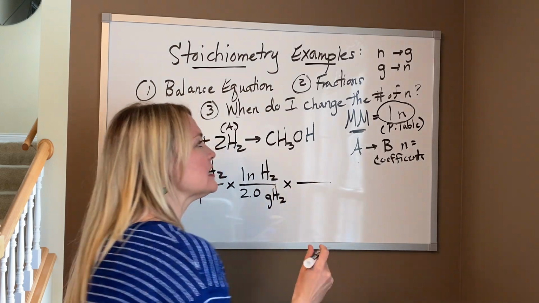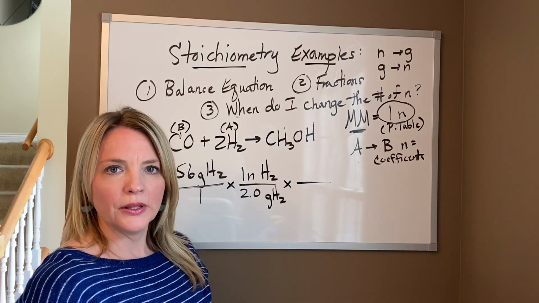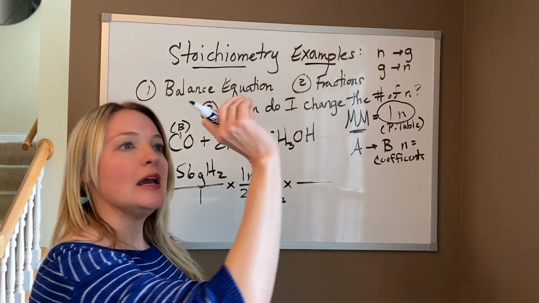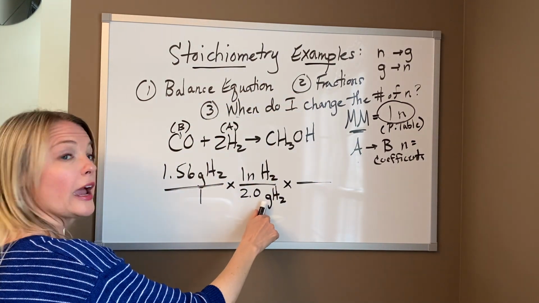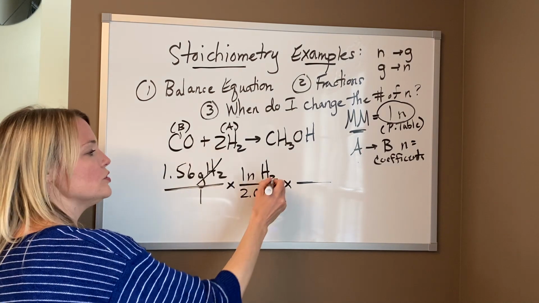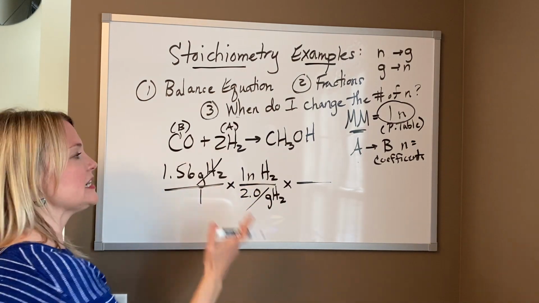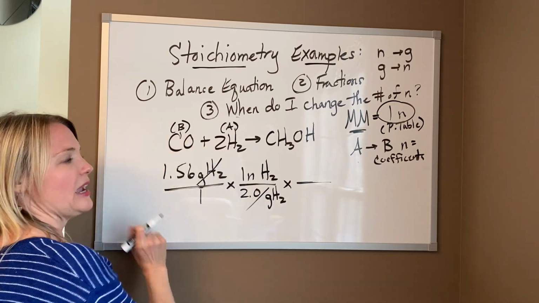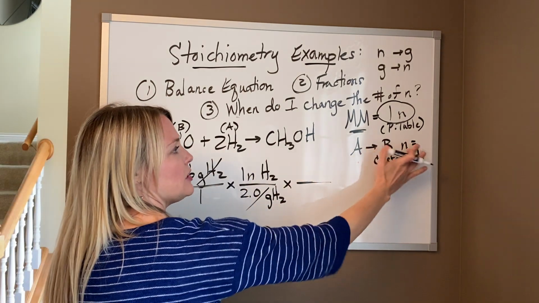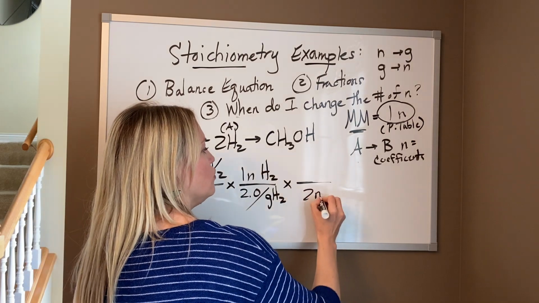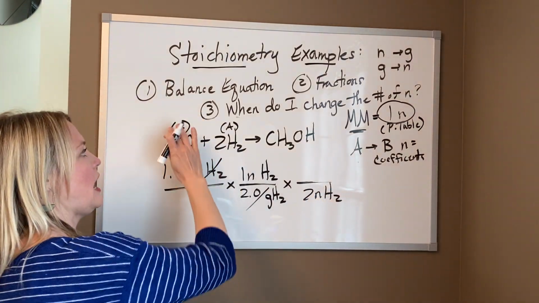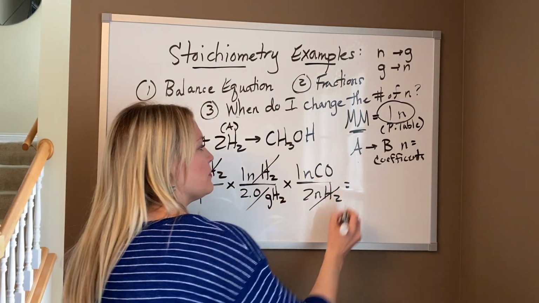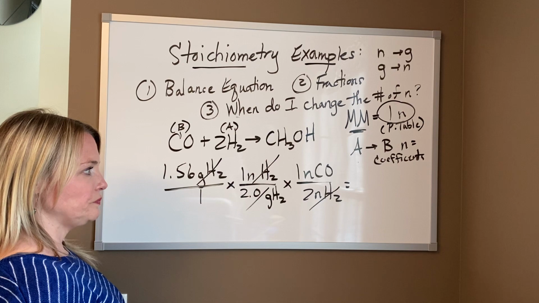At that point, I can now make my A to B jump. So I cannot go into a mole ratio if I have grams on top, because if grams was on top here and I tried to put moles on the bottom, those units wouldn't cancel. So I need to make sure my units match up. But now that I'm in moles, now I can make my A to B jump. And I'm going to make that A to B jump using the coefficients. So for every 2 moles of H2, I have 1 mole of CO, leaving me in a final answer of moles of CO.